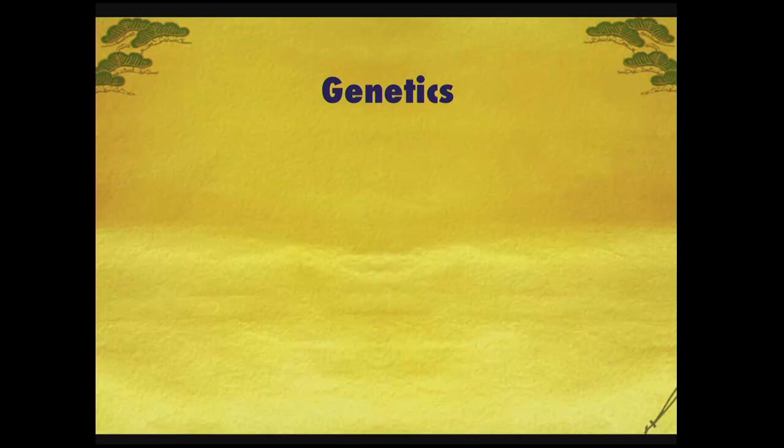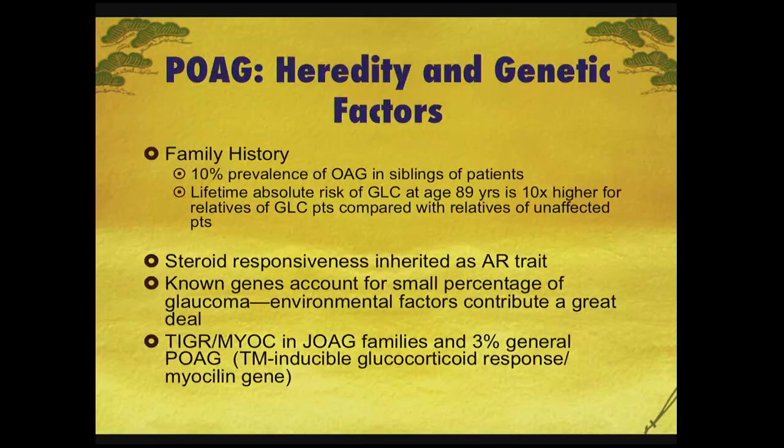Okay, so we're going to move into genetics a little bit. Primary open-angle glaucoma does seem to have a hereditary component because family history is a risk factor for the disease. There's a 10% prevalence of open-angle glaucoma in patients who have siblings with open-angle glaucoma. Also, the lifetime risk of glaucoma in an elderly patient is 10 times higher if there are relatives with glaucoma than if there are no relatives with glaucoma. Another fact is that steroid responsiveness is inherited as an autosomal recessive trait.